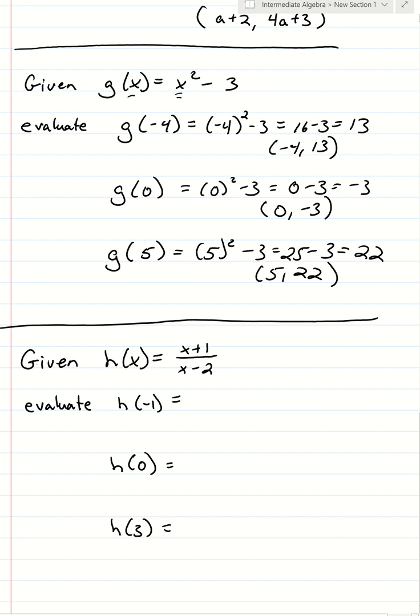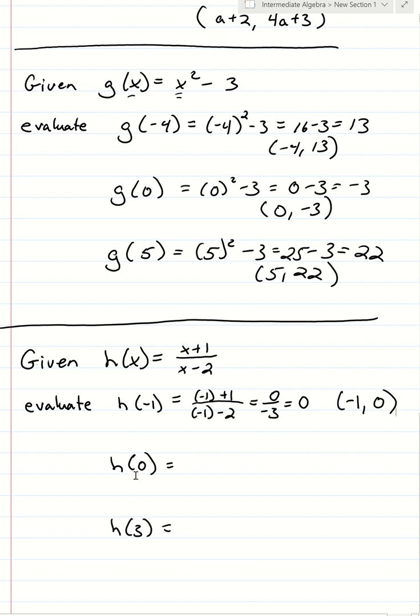We want to be careful here. Wherever I see the variable x, I have to plug in the number. So when I look at my rule, I have two x values, so I'm going to have to plug those numbers into both x values. The first one would become -1 plus 1 over -1 minus 2. When we simplify, we would get 0 over a -3, which is 0. So our ordered pair would read -1, 0.